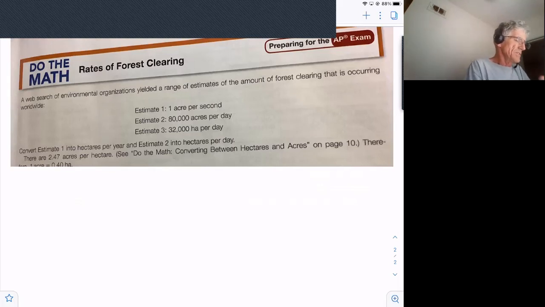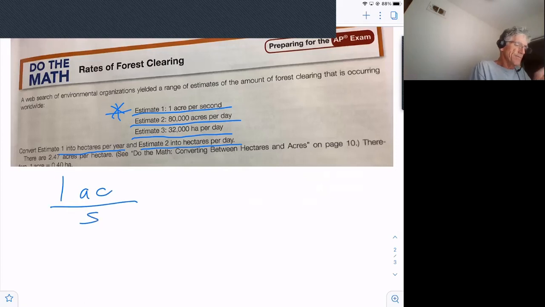We've got 3 estimates of the rate that the forest is being cleared. Trees are getting cut down. Estimate 1 is 1 acre per second. Wow. Estimate 2 is 80,000 acres per day. Estimate 3 is 32,000 hectares per day. Here's your problem. This is 2 problems in 1. I want to do estimate 1, which is right here. I want to change 1 acre per second.